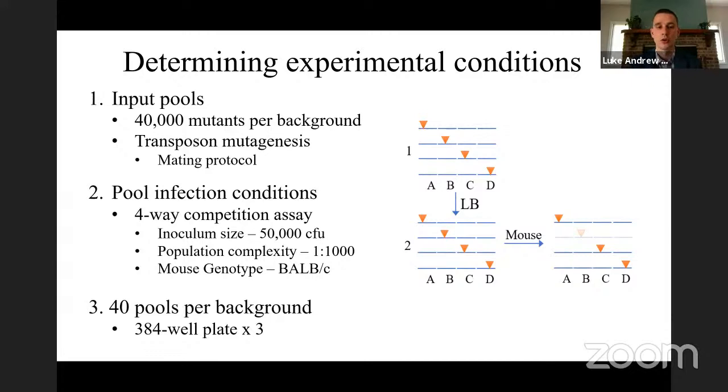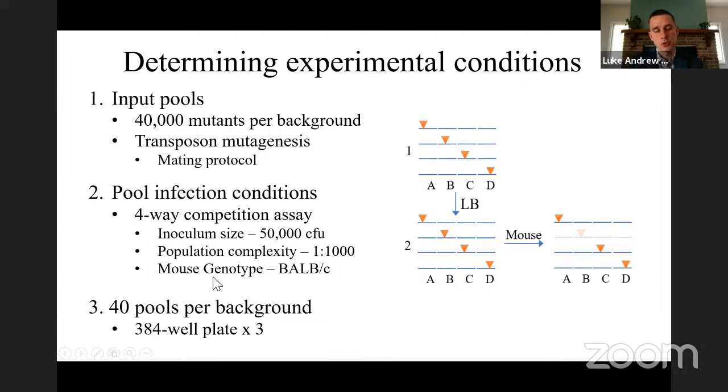the course of infection. And so we did some preliminary experiments and we created this unique 4-way competition assay in which we took a wild type strain and 3 mutants with known phenotypes. We mixed those together, used different inoculum sizes, different combinations of total copy number of each of the mutants, and then asked under those infection conditions, do we get output results that match what we would expect for those known phenotypes? And the summary from that data was that we used an inoculum of around 50,000 total bacteria with a population complexity of 1 to 1,000, which means each mutant present in that inoculum had about 50 copies.